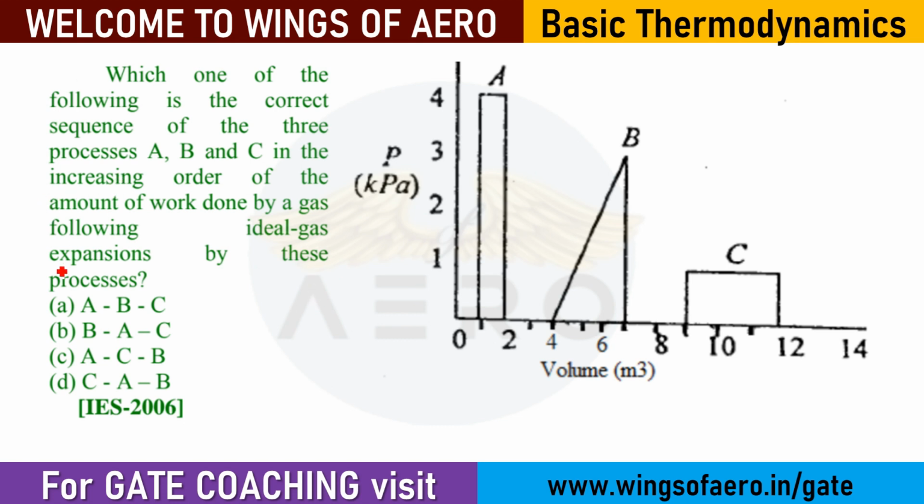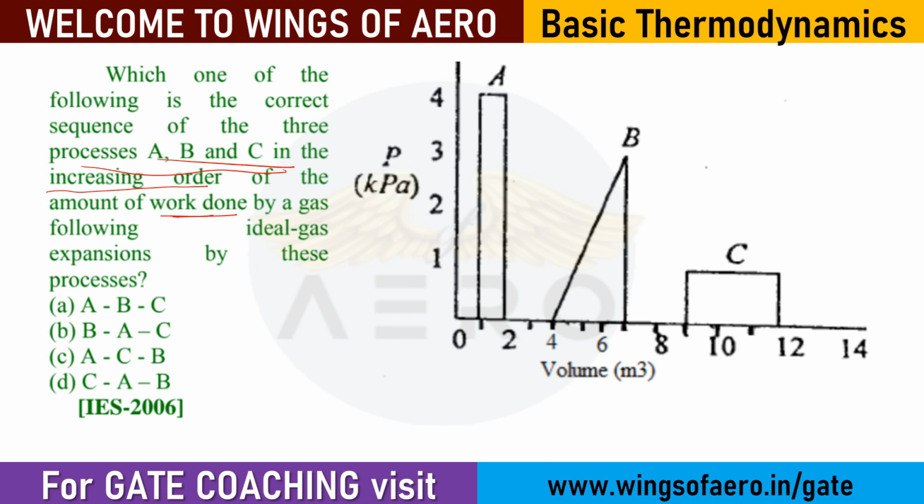First of all, they have given these processes A, B and C. Now in this cycle, you have to find out the proper sequence in increasing order of work done. So I need to find out the work done for A, B and C, and they have given some sequence of options. Now how can you find this?